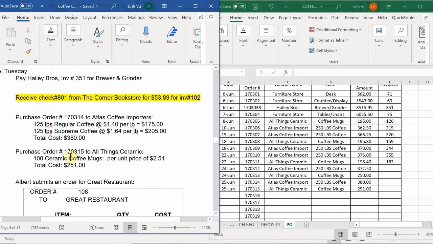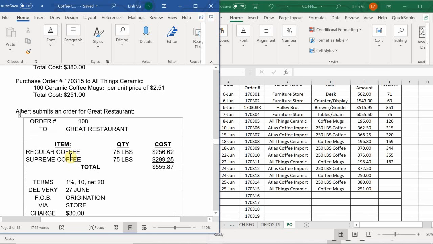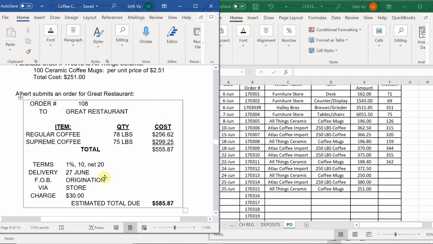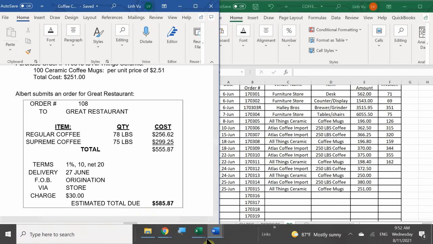So then Albert also submits another sales order for Great Restaurant. And already they're looking to buy 78 pounds and 75 pounds of our coffee. So good thing that we made another purchase order. Okay. So what do we do with this sales order? We just got the commissions on our ledger. Yes.